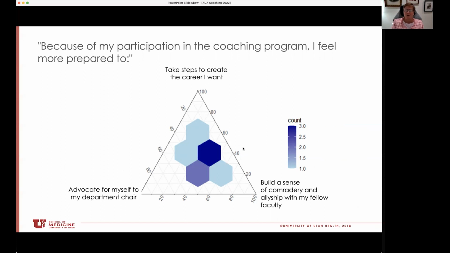And that makes sense for the form of our program, which is all around networking and figuring out what's my professional identity, what are my goals, what do I want to do next.